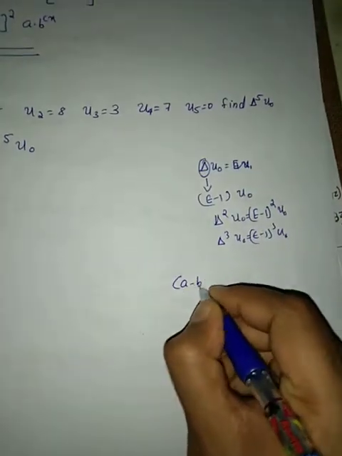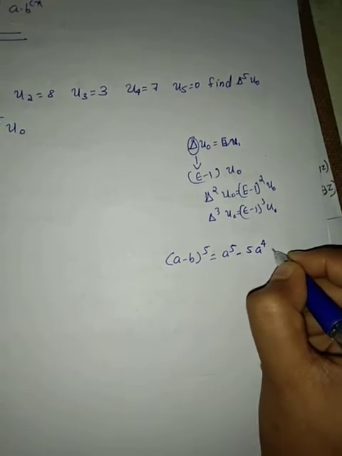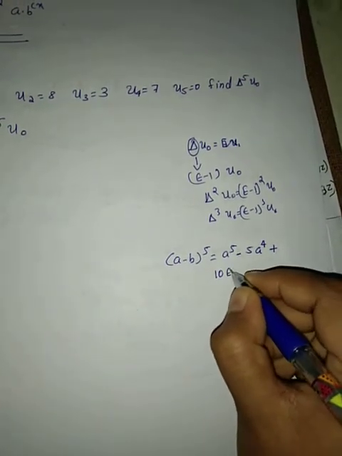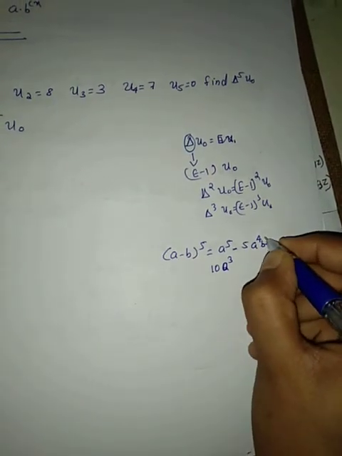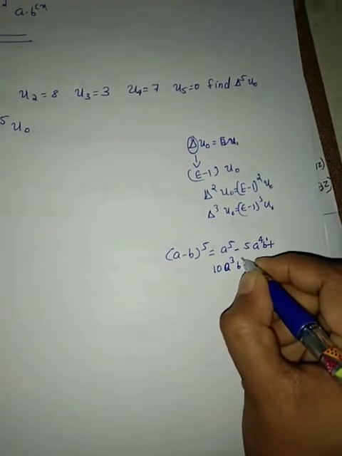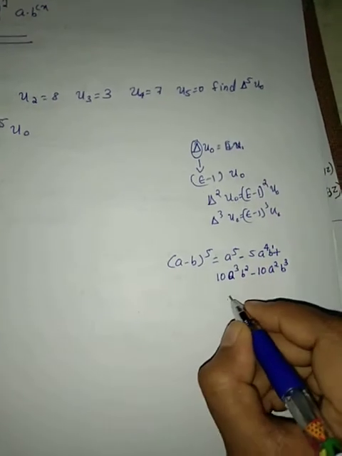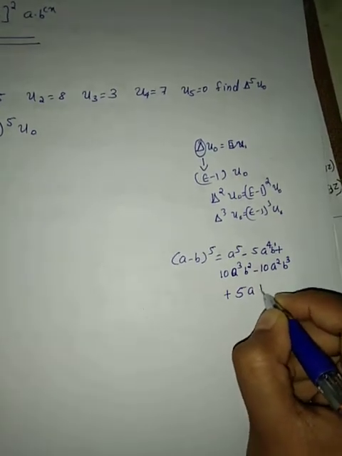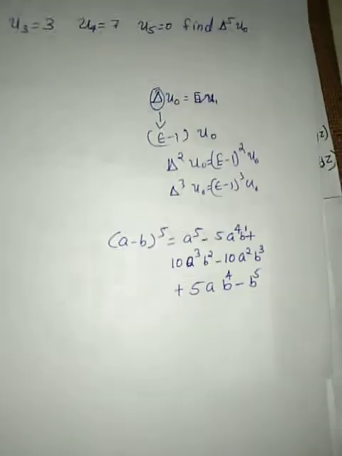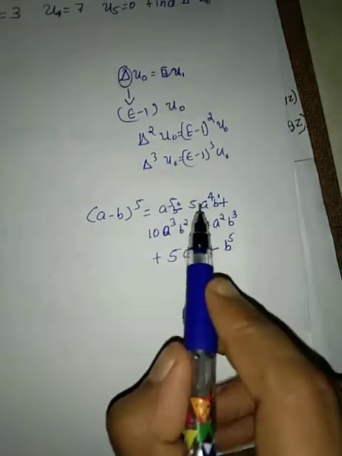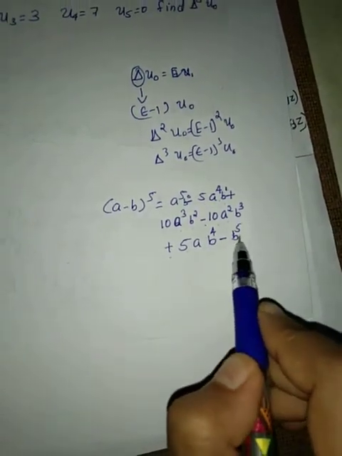A minus b all raised to 5 equal to a raised to 5 minus 5 a raised to 4 b raised to 1 plus 10 a cube b square minus 10 a square b cube plus 5 a b raised to 4 minus b raised to 5. Here a raised to 5, b raised to 0.